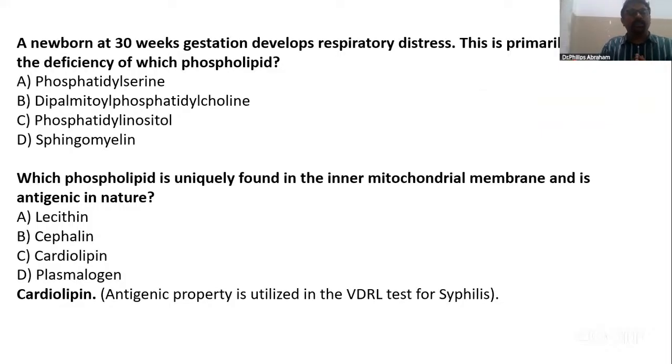A newborn at 30 weeks of gestation develops respiratory distress. This is primarily due to the deficiency of, as I just said, dipalmitoyl phosphatidylcholine, or lecithin. Which phospholipid is uniquely found in the inner mitochondrial membrane and is antigenic in nature? First it was identified in cardiac cells, so the word cardiolipin. That's the only phospholipid having antigenic property.